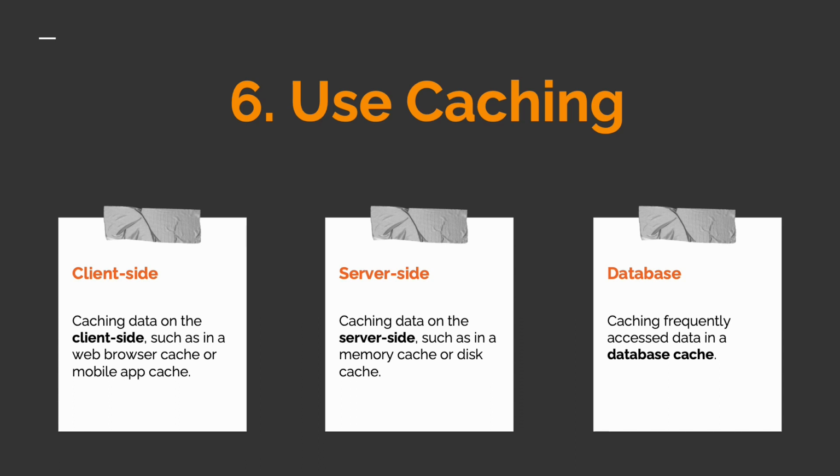Next is server-side caching, which involves caching data on the server side, such as in a memory cache or a disk cache. This can reduce the number of requests and queries that need to be processed by the server. Finally, we have database caching, which involves caching frequently accessed data in a database cache, such as in a memory cache or a disk cache. This can reduce the number of database queries that need to be processed.